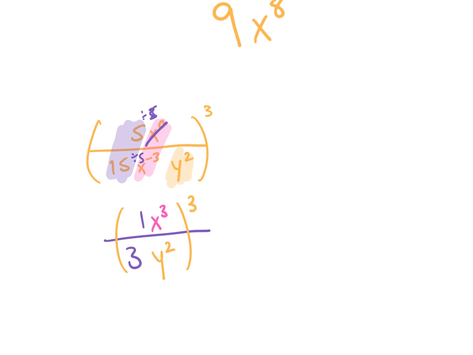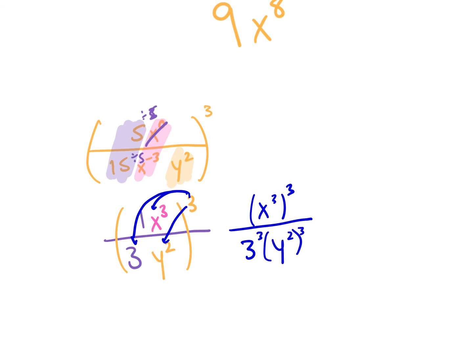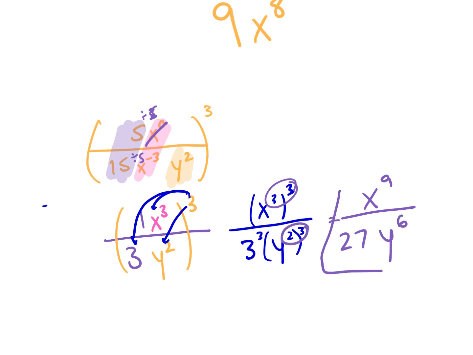Now what can I do? Distribute. So I'm going to distribute the cube to the x, the 3, and the y. So this is x cubed to the 3rd power over 3 to the 3rd power times y squared to the 3rd power. What do I do when I have a power raised to a power? Multiply. So x to the 9th power over, what's 3 cubed? 27. And then y to what power? Y to the 6th power.